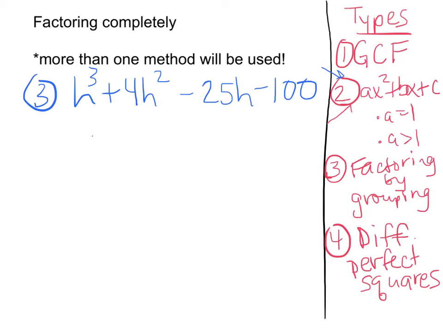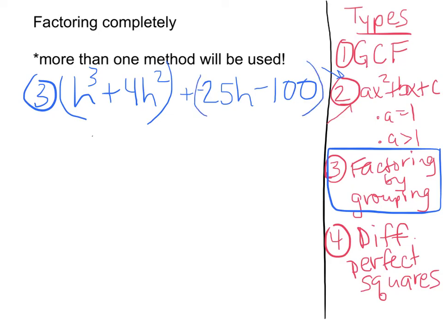Alright, well if I look at these 4 terms, h cubed, 4h squared, minus 25h, and minus 100, I'm not going to be able to factor out a GCF because they don't have anything in common. So that means that the only option I have is to do my factor by grouping method. Alright, so when I take a look at this, I have h cubed plus 4h squared. And then here, since my third term is negative, I want to change that to adding the opposite. So now I can also group together negative 25h minus 100.